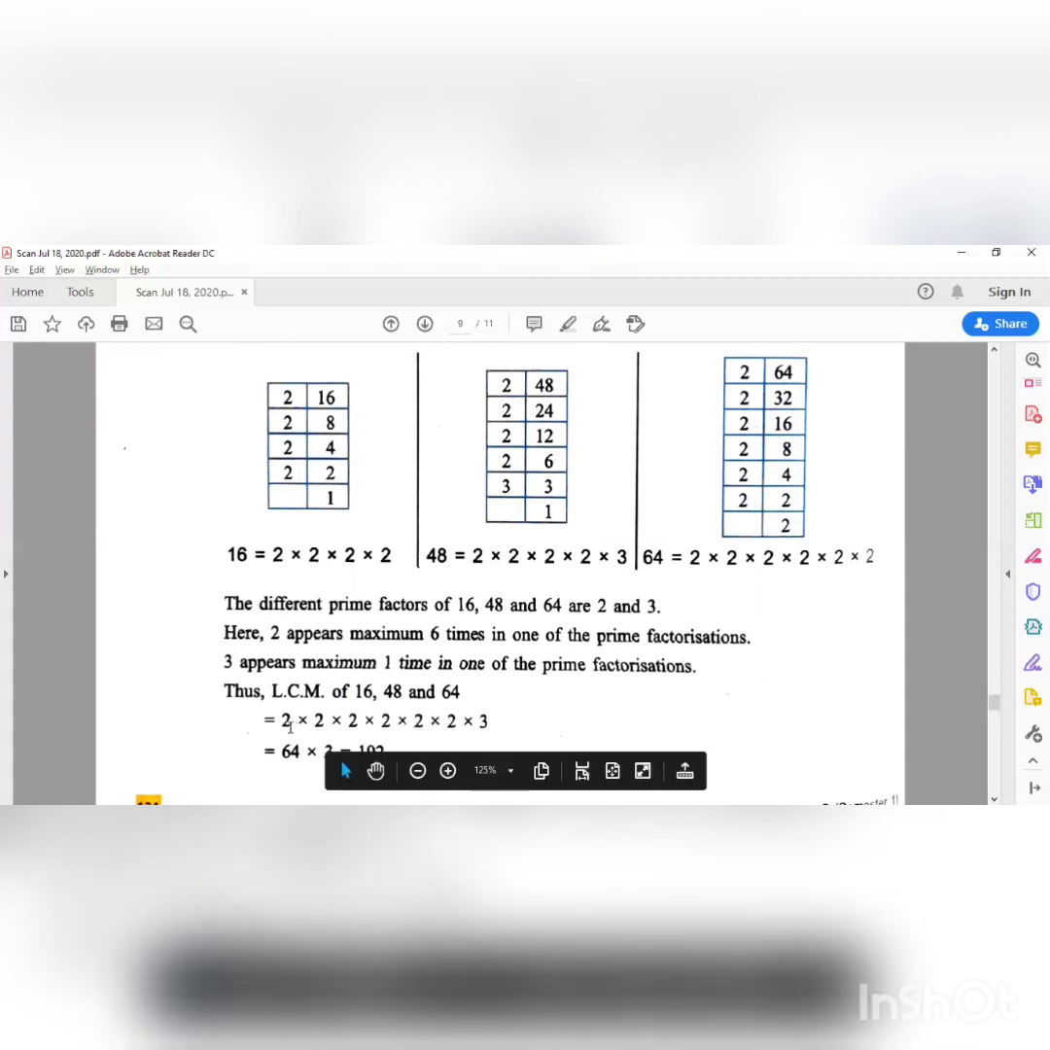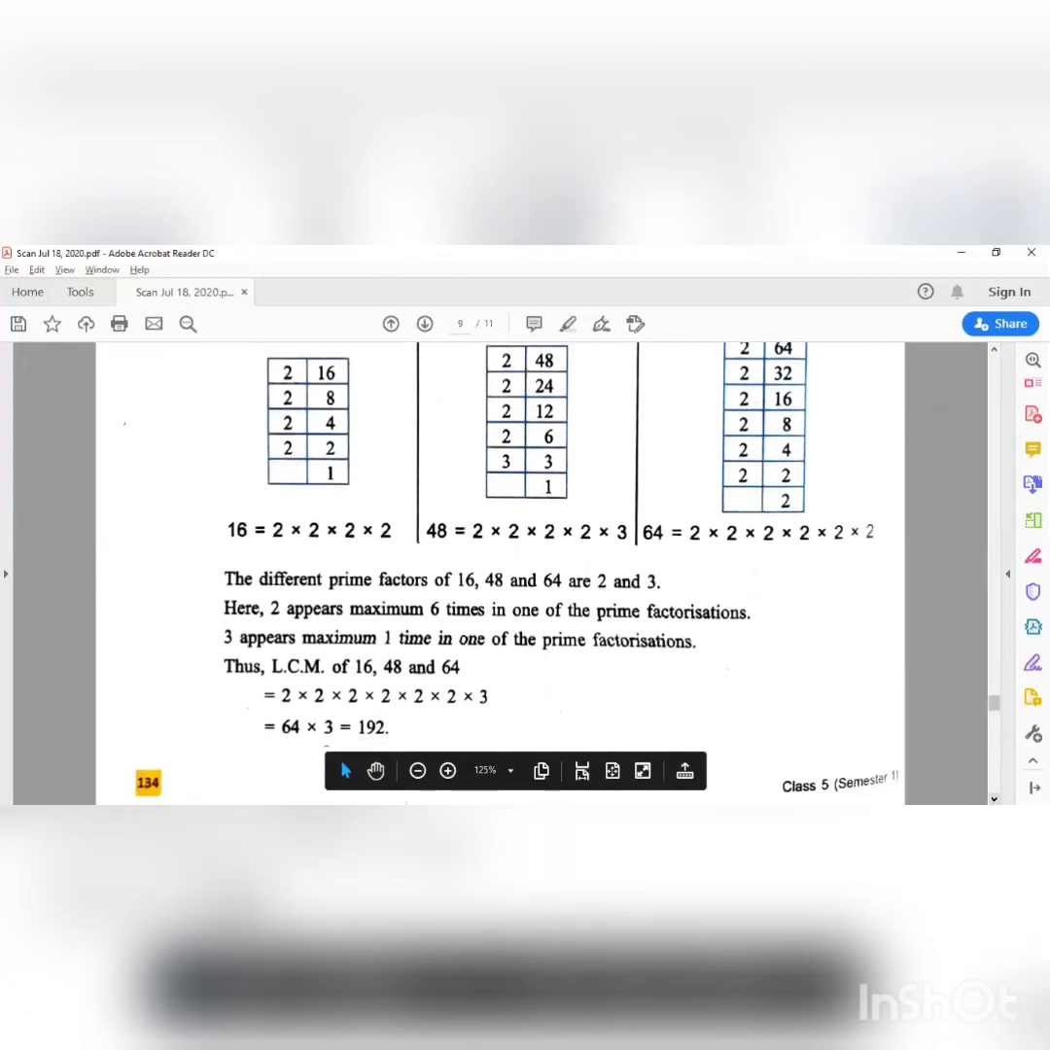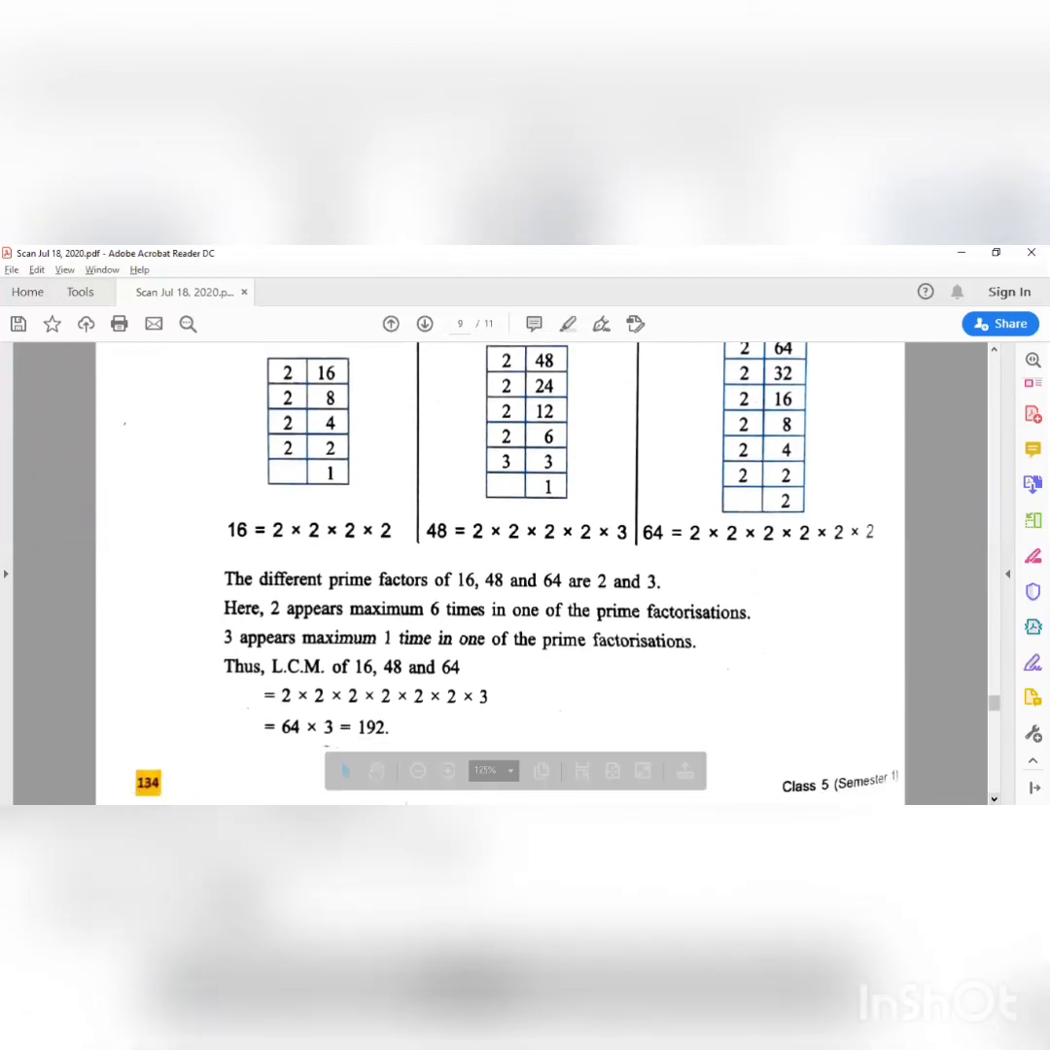So multiply: 2 multiplied by 2 is equals to 4. 4 2's are 8. 8 2's are 16. 16 2's are 32. 32 2's are 64. And 64 multiplied by 3 is equals to 192. So now what will be the LCM of 16, 48 and 64? It will be 192.